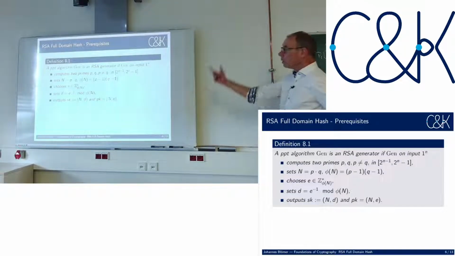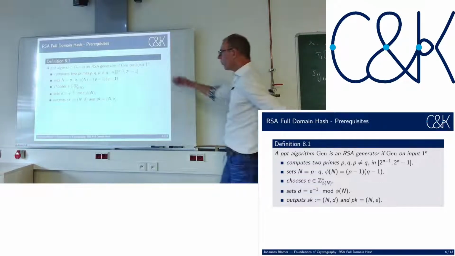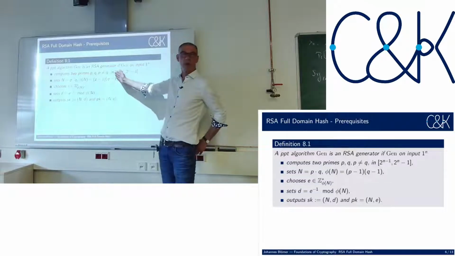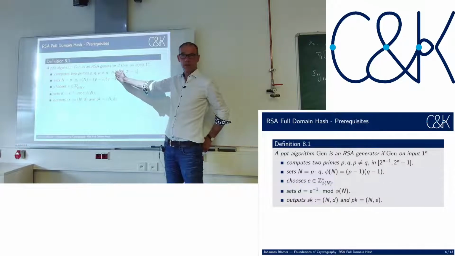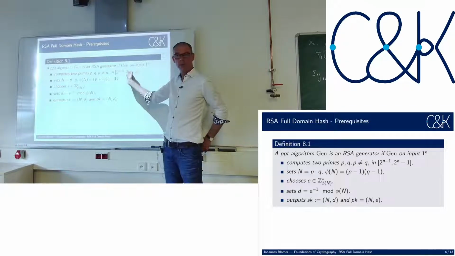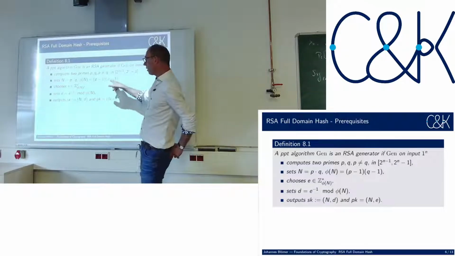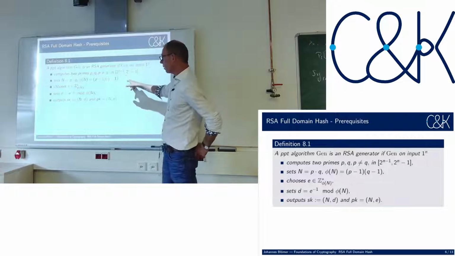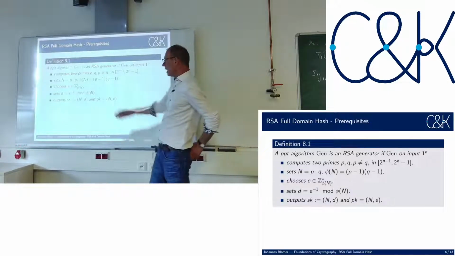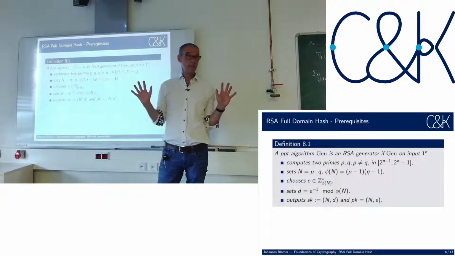We call a PPT algorithm an RSA generator if on input 1 to the n, it simply computes two primes of length n. Whether they are uniformly at random from this interval, I don't care at this point. It then sets N to be pq and phi of N to be (p minus 1) times (q minus 1). That is fixed. It chooses e in Z phi of N star in any way it likes.